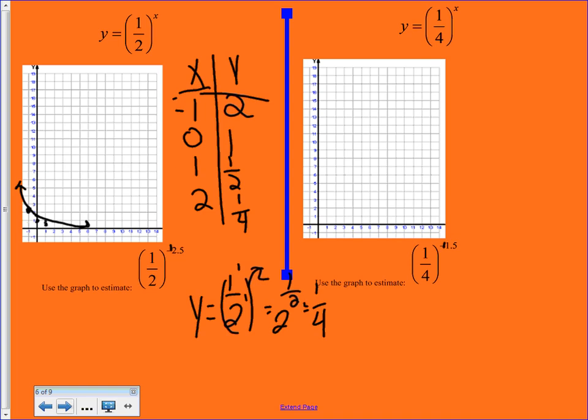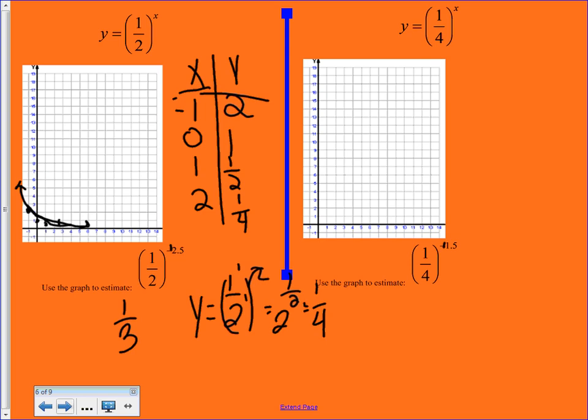Oh, sorry, before we do that, let's take a look at this estimating. So I want to see what 1/2 to the 1.5 is based on my graph. So I'm going to estimate. My lines didn't draw real well, but 1/2 is here. And then I go up. Okay, I know it has to be smaller than 1/2, but bigger than 1/4. So maybe I'll just say 1/3. Okay, we're just estimating here. We're trying to see about what the graph is at 1.5.